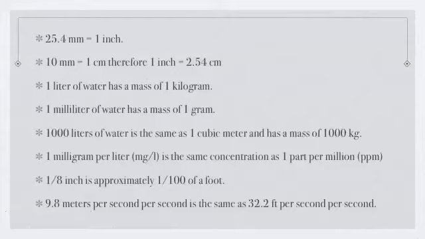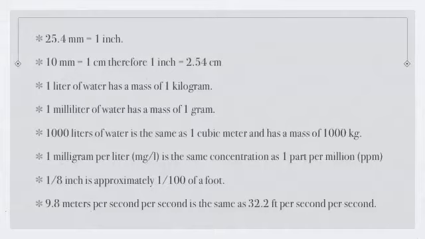At 39.6 degrees Fahrenheit, 4 degrees Celsius, and we'll see why later, 1 liter of water has a mass of 1 kilogram. A liter is an expression of volume. A kilogram is an expression of mass. 1/1000th of a liter is a milliliter. 1/1000th of a kilogram is a gram.